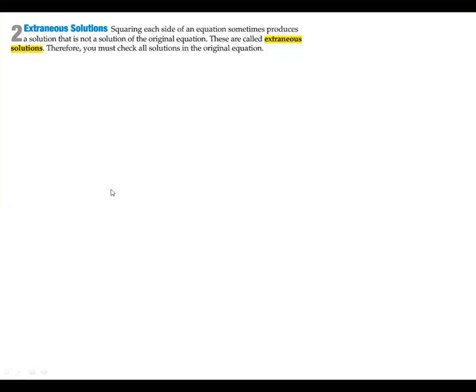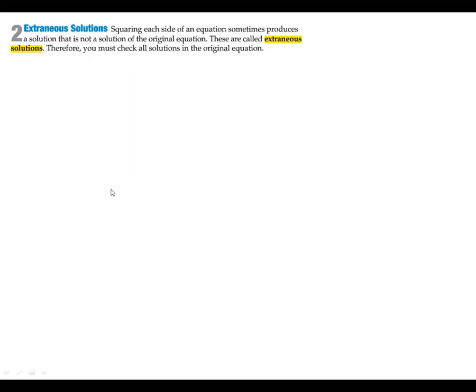All right, now we're going to talk about extraneous solutions. Squaring each side of an equation sometimes produces a solution that is not a solution of the original equation. These are called extraneous solutions. One of the reasons for this is because when you square something, it ends up being positive or zero.